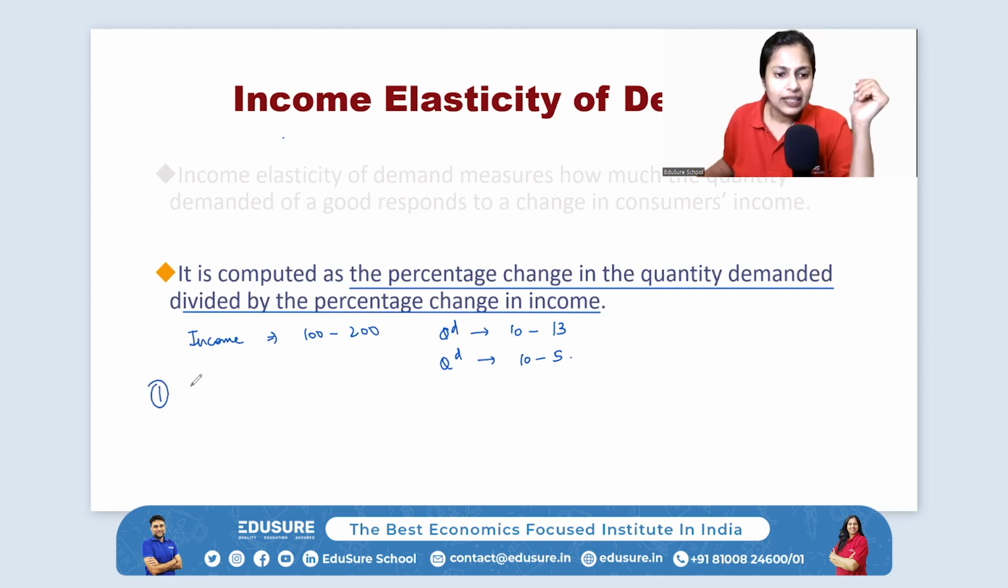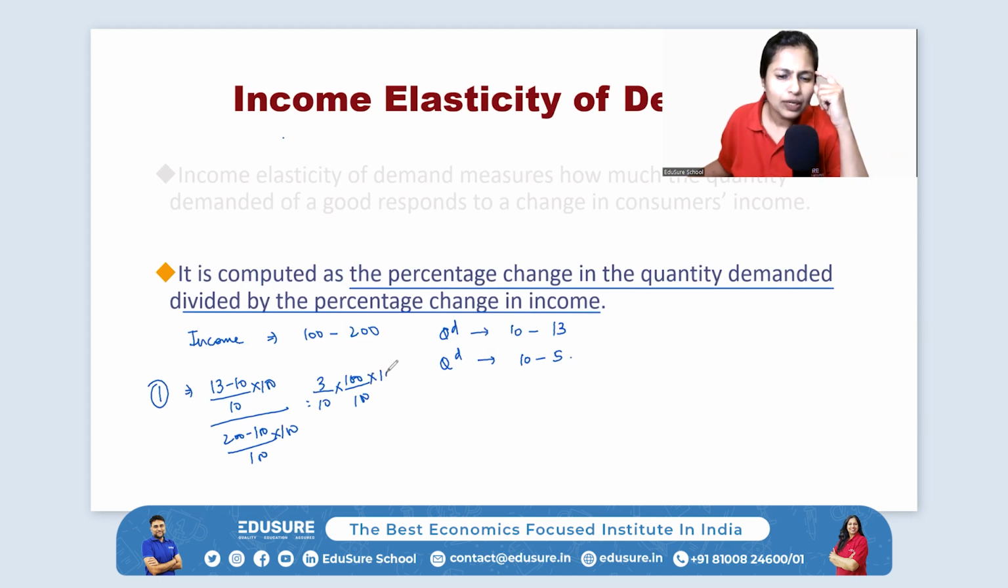For the first good, the income elasticity is the percentage change in quantity demanded. So that is going to be (13 minus 10) by 10 into 100, upon (200 minus 100) by 100 into 100. So this is basically going to be 3 by 10 into 100 by 100 into 100. So this is cancelled. So this is basically 0.3. So elasticity is 0.3 for the first good, which means it is 30%.